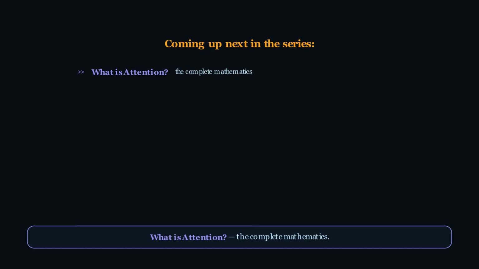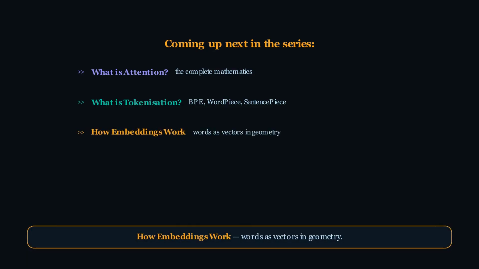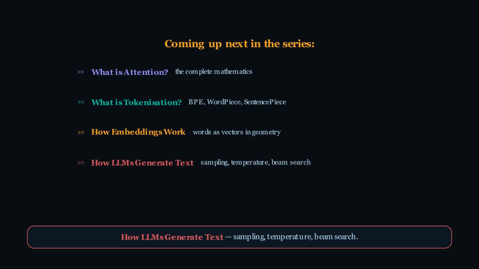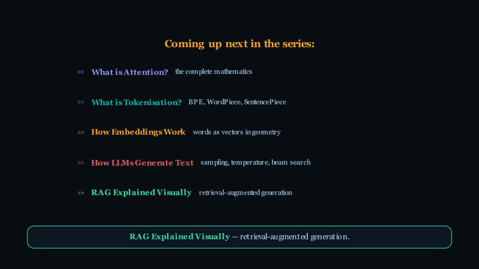What is attention? The complete mathematics. What is tokenization? BPE, word piece, sentence piece. How embeddings work, words as vectors in geometry. How LLMs generate text, sampling, temperature, beam search. RAG explained visually, retrieval augmented generation.